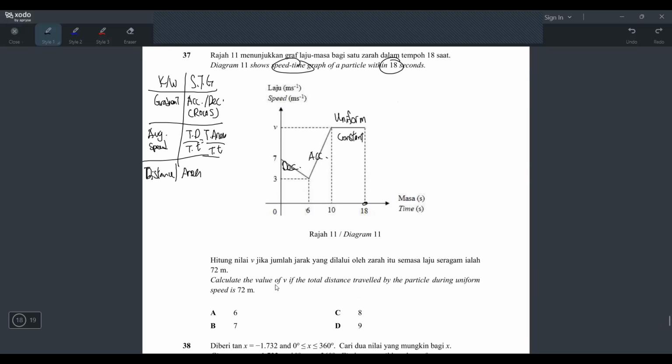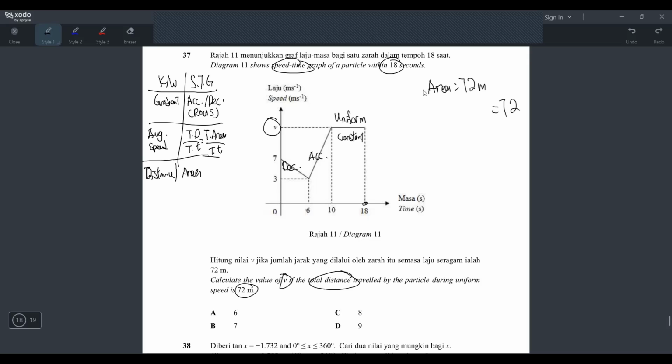Okay, let's see. Calculate the value of V. Mana V? Okay, ini V. If the total distance, okay, use area. Distance in STG use area. So if the total distance traveled during uniform speed is 72 meters, so the area is 72 meter. But to be more specific, is the area under graph.